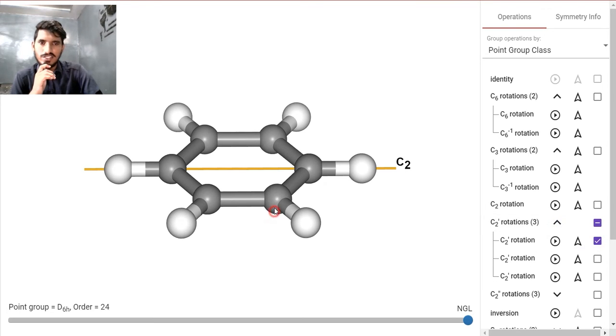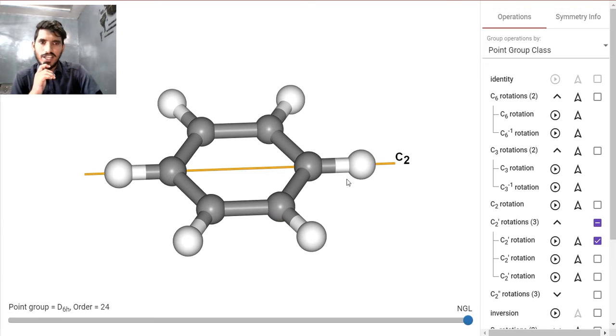Okay, that C2 means that if I give the rotation along this axis, these carbon atoms will replace these carbon atoms, and these carbon atoms will replace these carbon atoms. So let me just explain with the help of animation. Here, as you can see, these two carbon atoms have gone all the way to these carbon atoms, and these carbon atoms have gone all the way to these carbon atoms to give me the initial configuration again. So that was a C2 configuration that exists in the molecule of benzene.